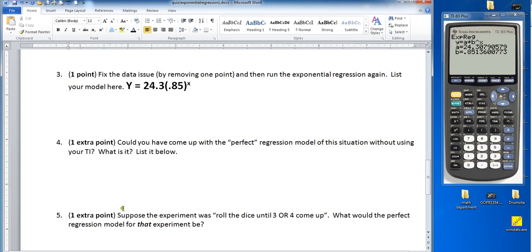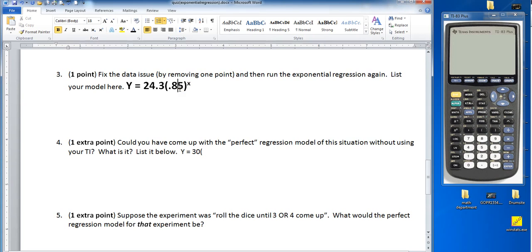It asks, could you have come up with the perfect regression model? I want to come back to this. And yes, the answer is yes, we could have. This is an extra point. We know from our discussions in class that the number out front should ideally be the number of people in the experiment at the beginning, which in our case was 30. The percentage here should be the percentage remaining after each of the x trials. So ours is 85%, meaning we're losing 15% each time.